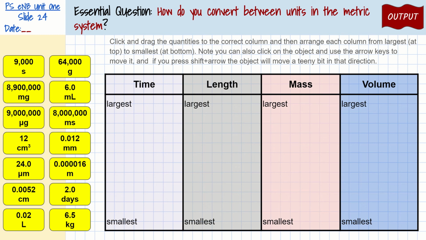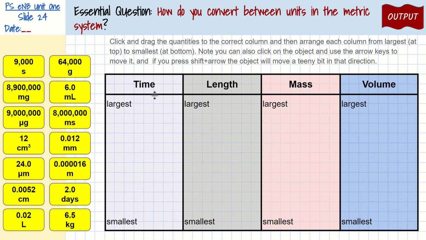In this video, I'm going to take honors students through the slide 24 metric sort. So this is an extra activity for those of you looking to earn honors credit in the e-notebook. So here I have given you like 14 different values and measurements.